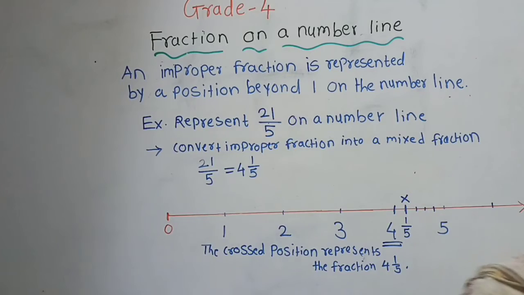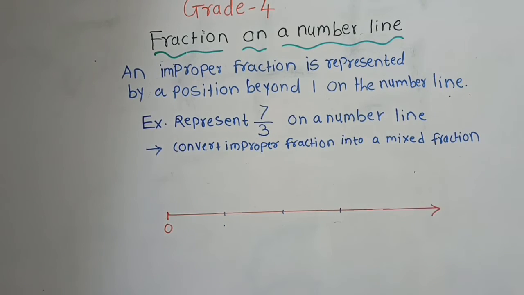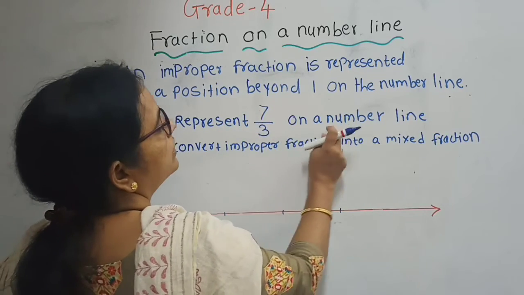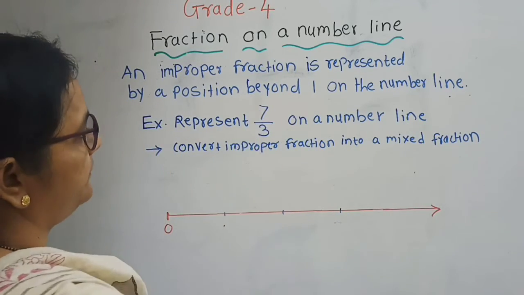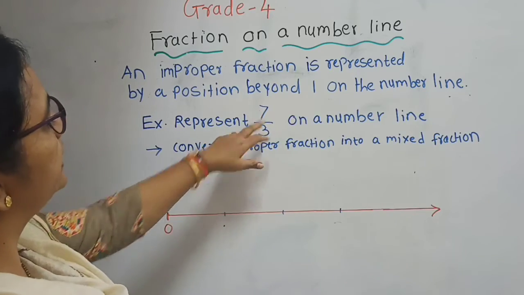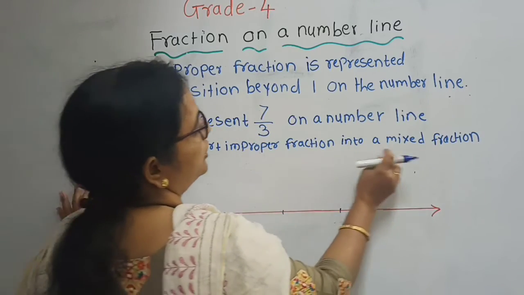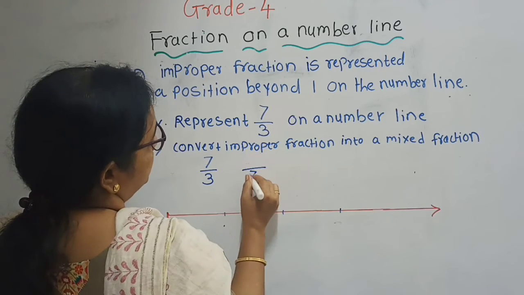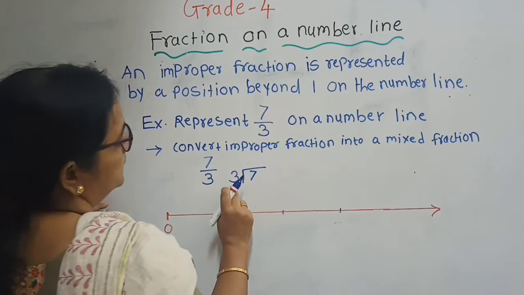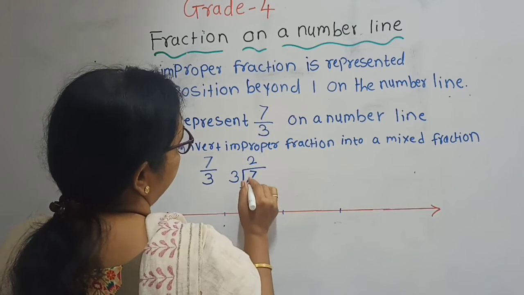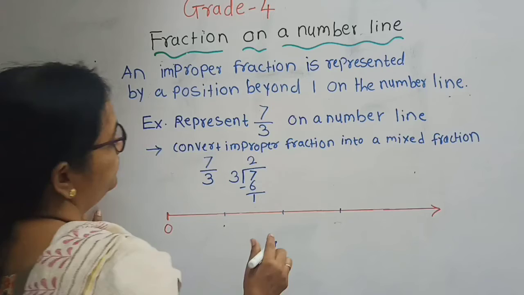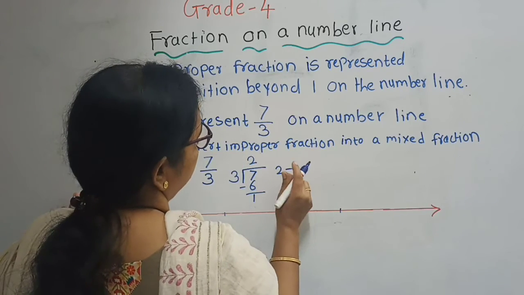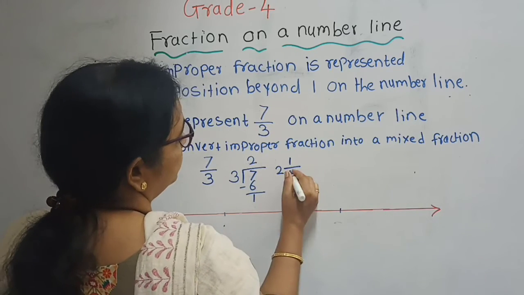Let's see one more example of an improper fraction. See, here is another example. Represent 7 upon 3 on a number line. So this is an improper fraction, the numerator is greater than the denominator. So we have to convert the improper fraction into a mixed fraction. 7 upon 3 means 7 is the dividend, 3 is the divisor. 3 ones are 3, 3 twos are 6. 7 minus 6, 1. So here 2 whole is the quotient, and then remainder 1 and divisor 3.